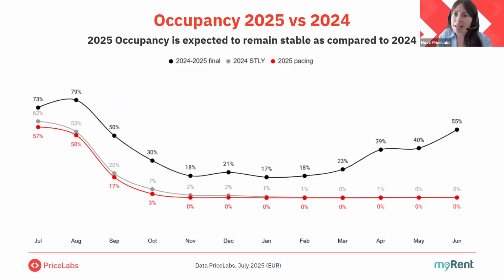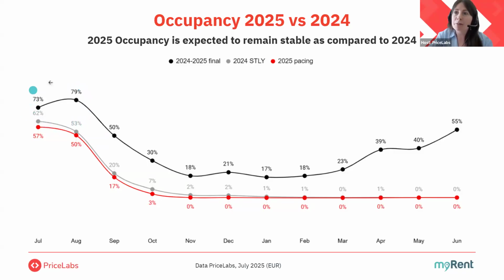Then we have the gray line, which is occupancy same time last year, meaning that July 2024, we were looking at the coming months. And then we have the black one. The black one is the final one, so the occupancy that we reached at the end of the month. So checking this graph, we can see that now it's peak season.